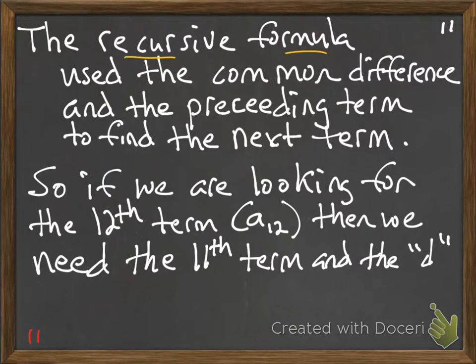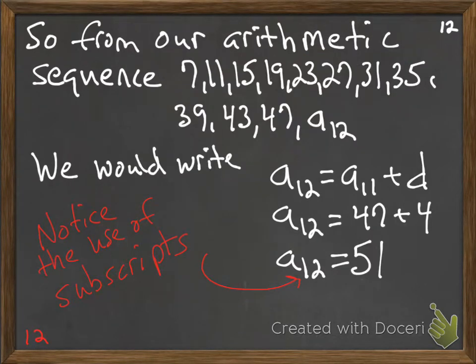The recursive formula uses the common difference and the preceding term to find the next term. So if we are looking for, let's say, the 12th term, then we need the 11th term along with the common difference. So if you look at our arithmetic sequence, we have to go from 7 all the way to the 11th term. First, second, third, fourth, fifth, sixth, seventh, eighth, ninth, 10th, 11th. And if we know that, well then we can add the common difference and get the 12th term.